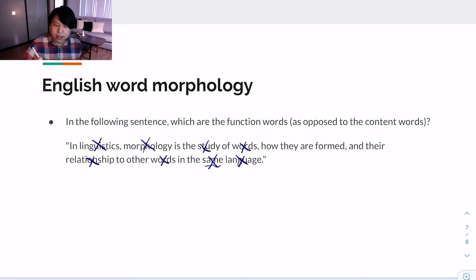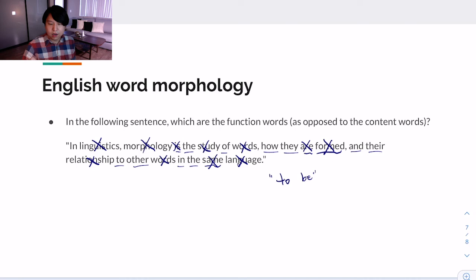And verbs, like formed: to form is a verb, so they're excluded. Also, is and are are other forms of to be. Be is a verb. It's a copular verb, and it should also be regarded as a content word. So you delete them; they're not function words. All you have left is in, the, of, how, they, and, their, to, other, in, the.